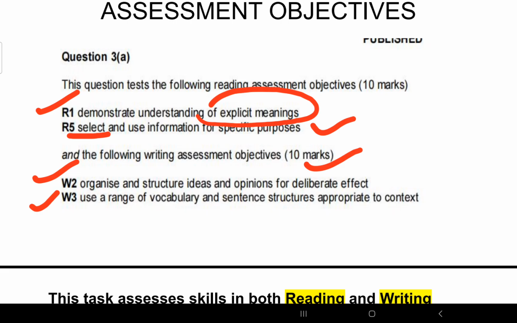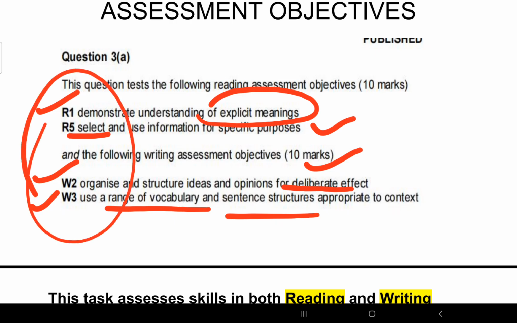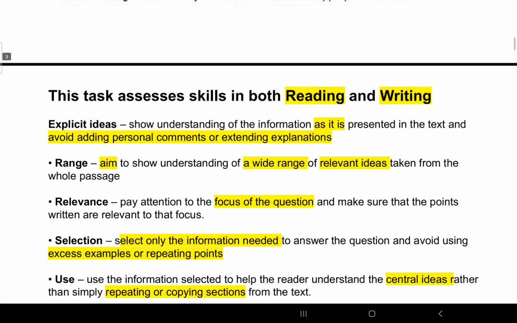So that is a deliberate effect, this is a kind of treatment that you do, or this is a kind of pattern that you provide to that specific question. So this is a kind of deliberate effect, an intentional effect. Then, W3: use a range of vocabulary and sentence structures appropriate to the context. These 4 are the assessment objectives.